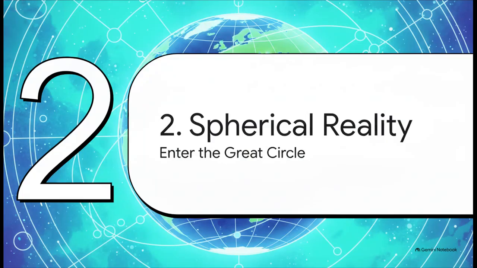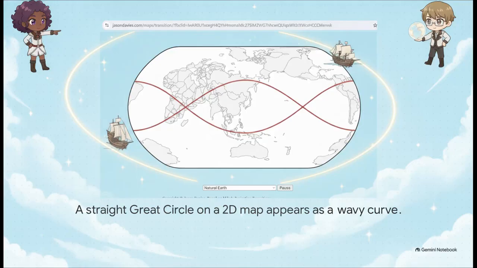Moving right along to section 2, the spherical reality. Enter the Great Circle. And this brilliantly illustrates exactly what we're talking about. When you take the actual shortest distance between 2 points on a 3D globe and you force it onto a flat 2D map, it doesn't look like a straight line at all. It looks like a bizarre, wavy sine curve. Your eyes are practically screaming at you that this is a longer, wandering path. But in reality, out on the actual curved surface of the Earth, this continuous wave is a perfectly straight line.